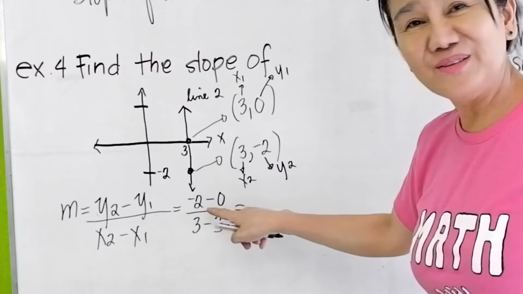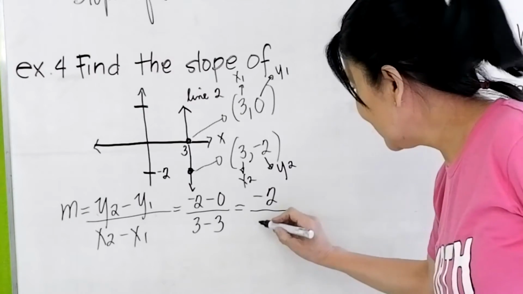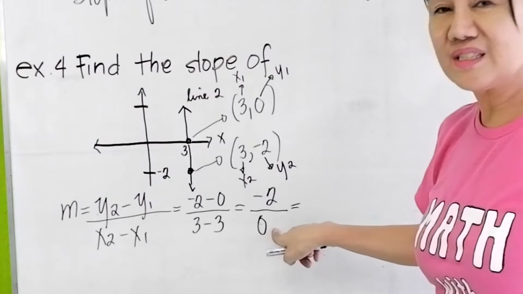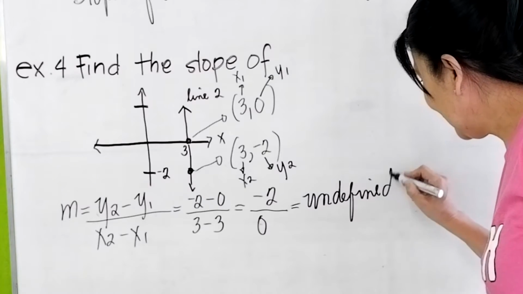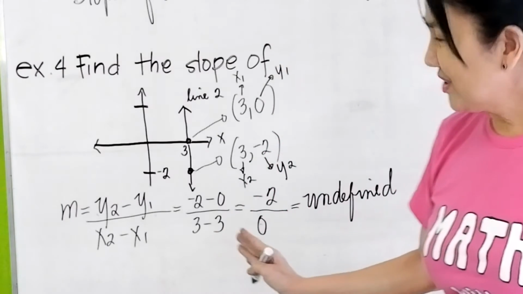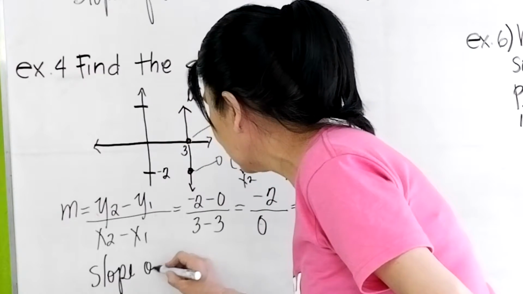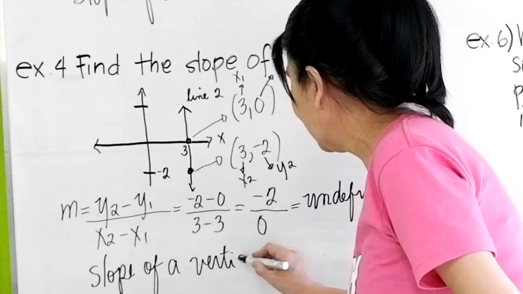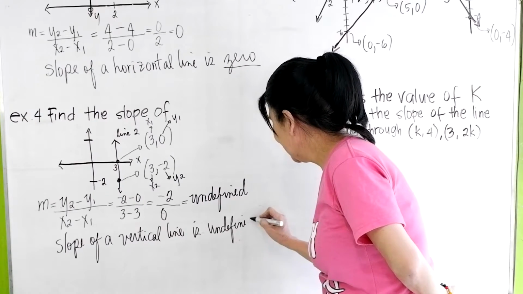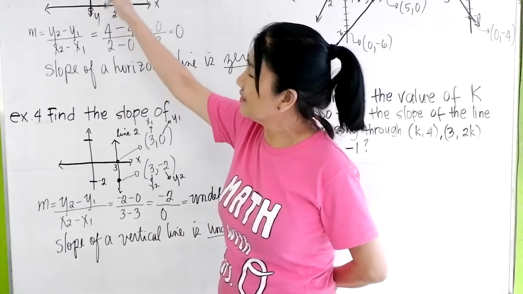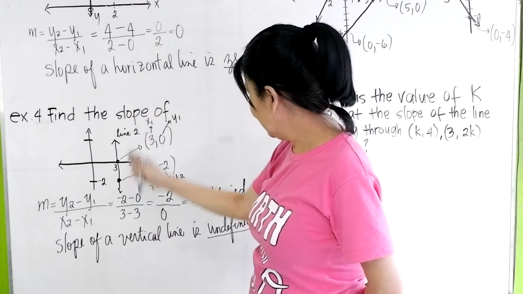How do you observe? Negative 2 minus 0 gives you negative 2 over 3 minus 3 is 0. So, whenever the denominator is 0, you have undefined. So, you see that the slope of a vertical line is undefined. Let's have a generalization here: the slope of a vertical line is undefined. Remember that. Again, when you have a horizontal line, the slope is 0, but when you have a vertical line, the slope is undefined.